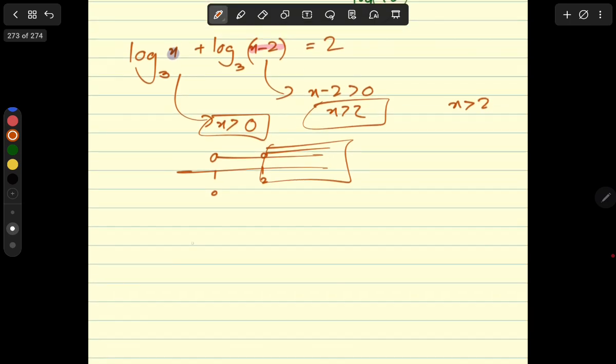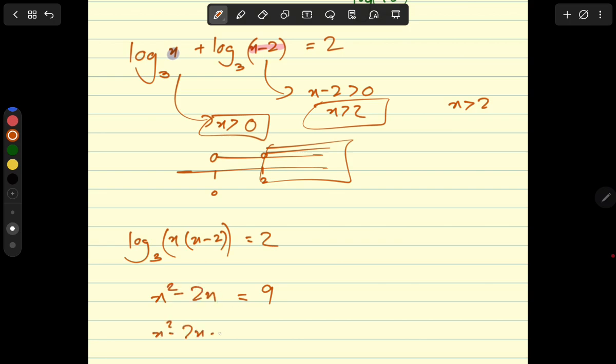Now let's solve it. So this becomes log of x times x minus 2 to the base of 3 is equal to 2. So this is 9 is equal to x square minus 2x. Now bring everything to one side and apply the quadratic formula. So you get x is equal to 1 plus and minus under root of 10. Now we cannot use both these answers because one of it is going to survive because the other is going to violate our domain restriction.